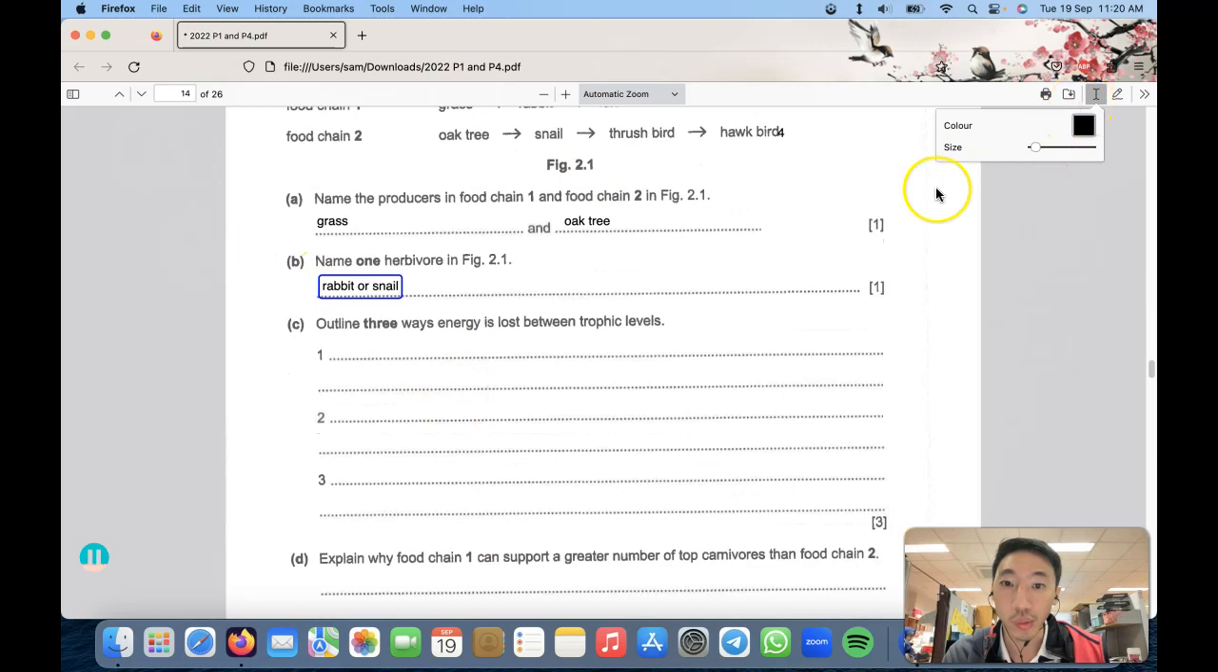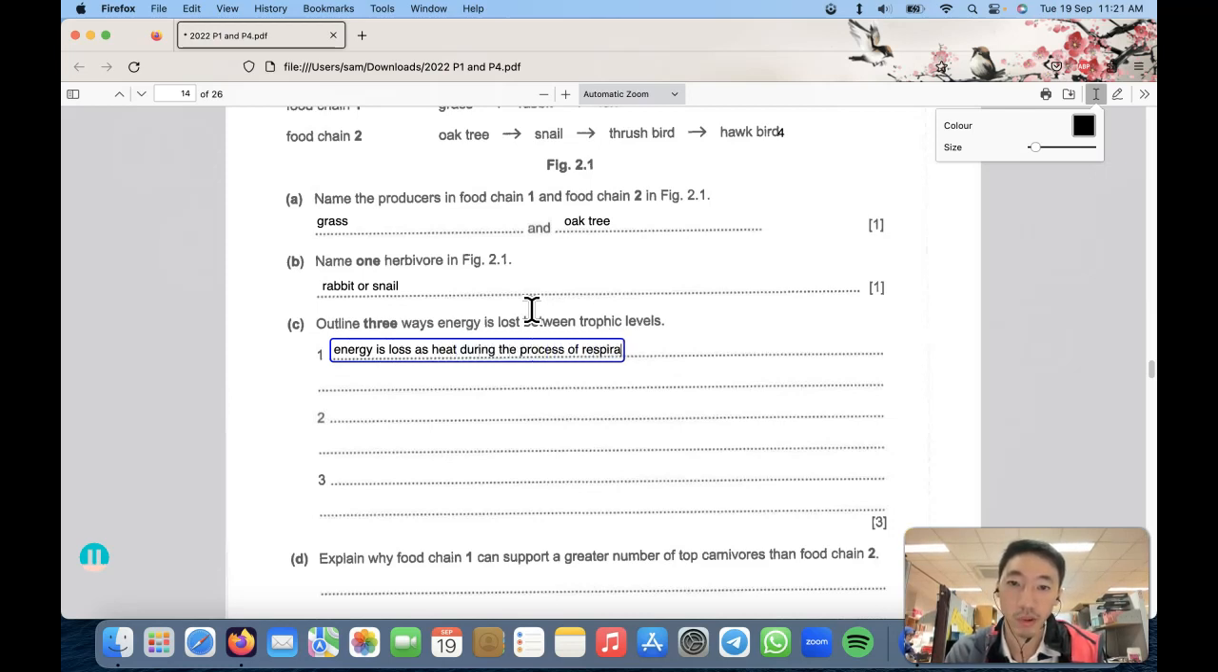Outline 3 ways in which energy is lost between the trophic levels. Okay, so energy is lost. Energy is lost as heat during the process of respiration. Energy is lost.